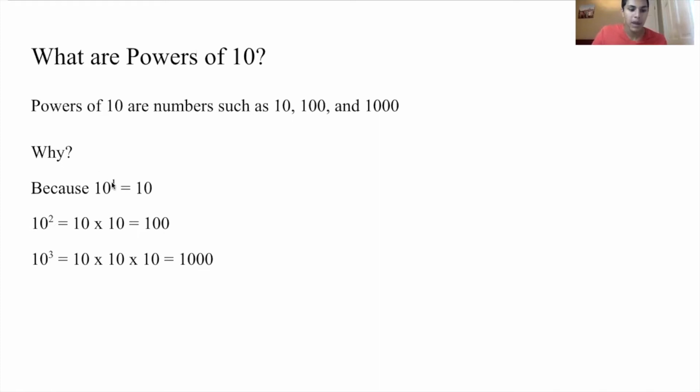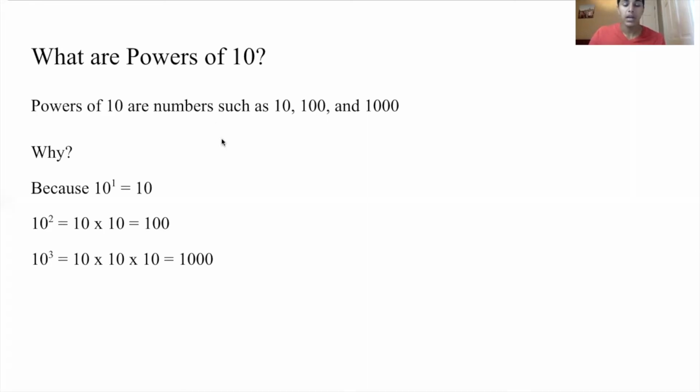So 10 to the power of 1 is just itself. 10 to the power of 2 means 10 times itself, which is 10 times 10, and that's 100. And 10 to the power of 3 means 10 multiplied by itself 3 times total. So that's 10 times 10 times 10, which is 1,000. And if we keep going, we would get 10,000 and 100,000 and so on. And those are our powers of 10.